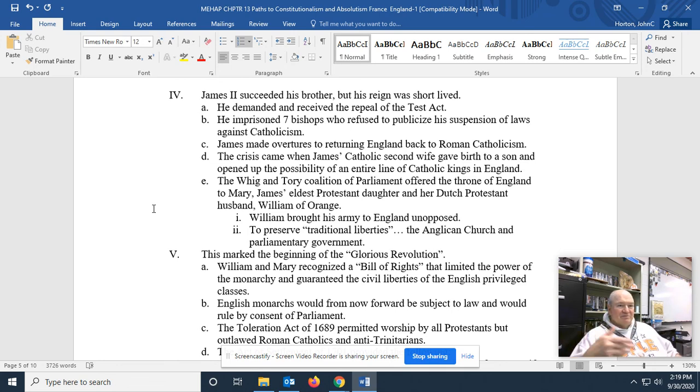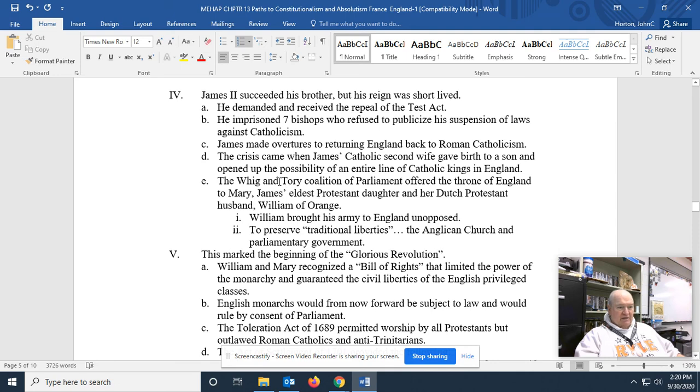Things were coming to a head, but people kept saying, he's old, he's going to die. He has no children. However, James then marries again, and his second wife gave birth to a son, and that opened up the possibility of an entire line of Catholic kings in England. So Parliament said, we've got to do something about this. And what they did was, as it says, good words. These words are on your test.